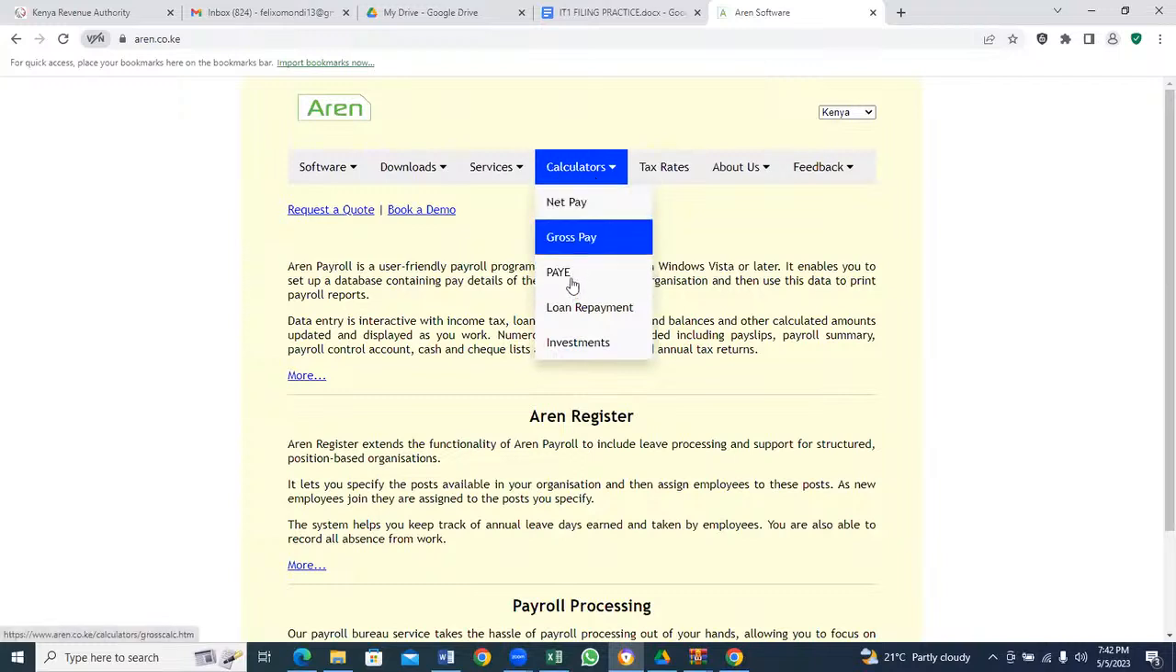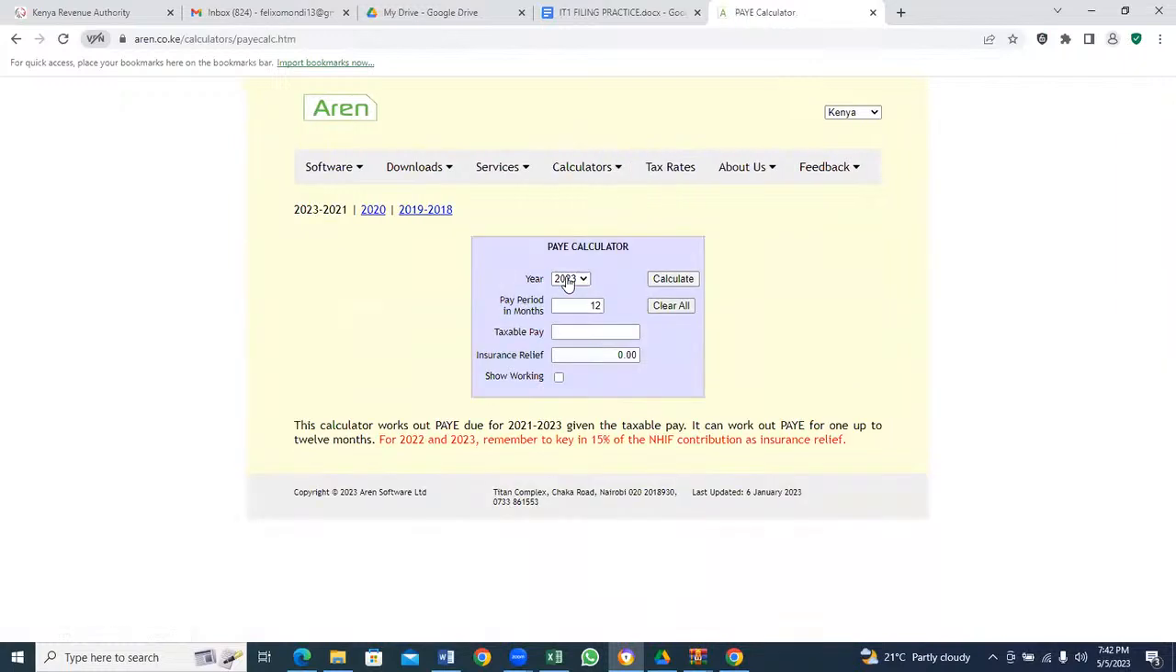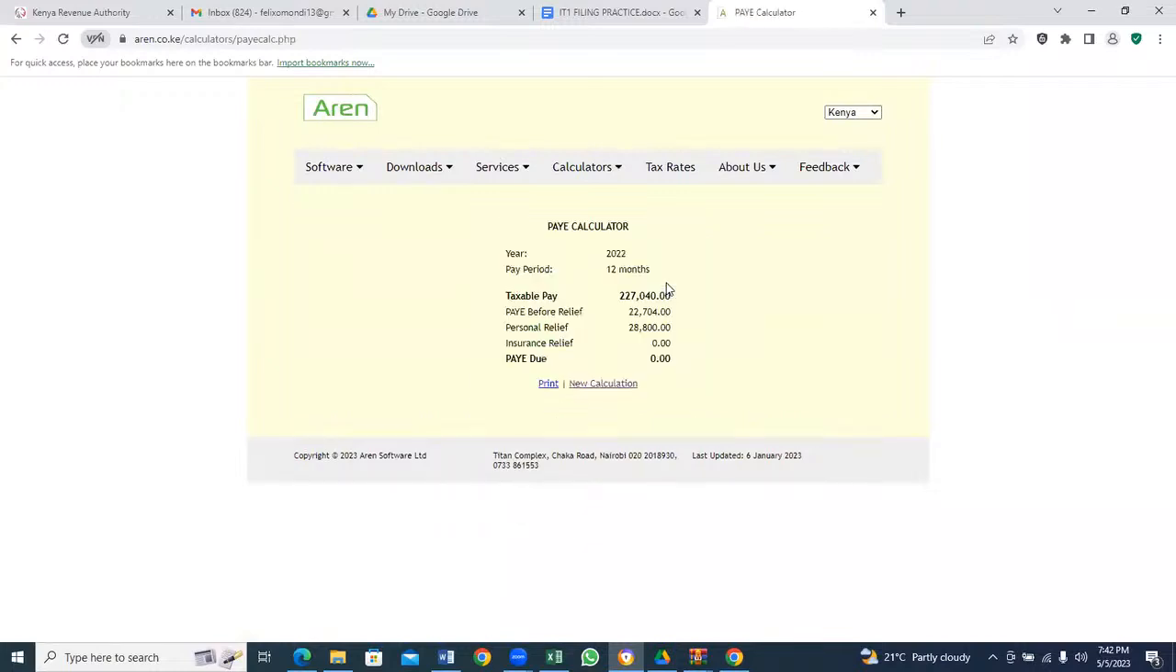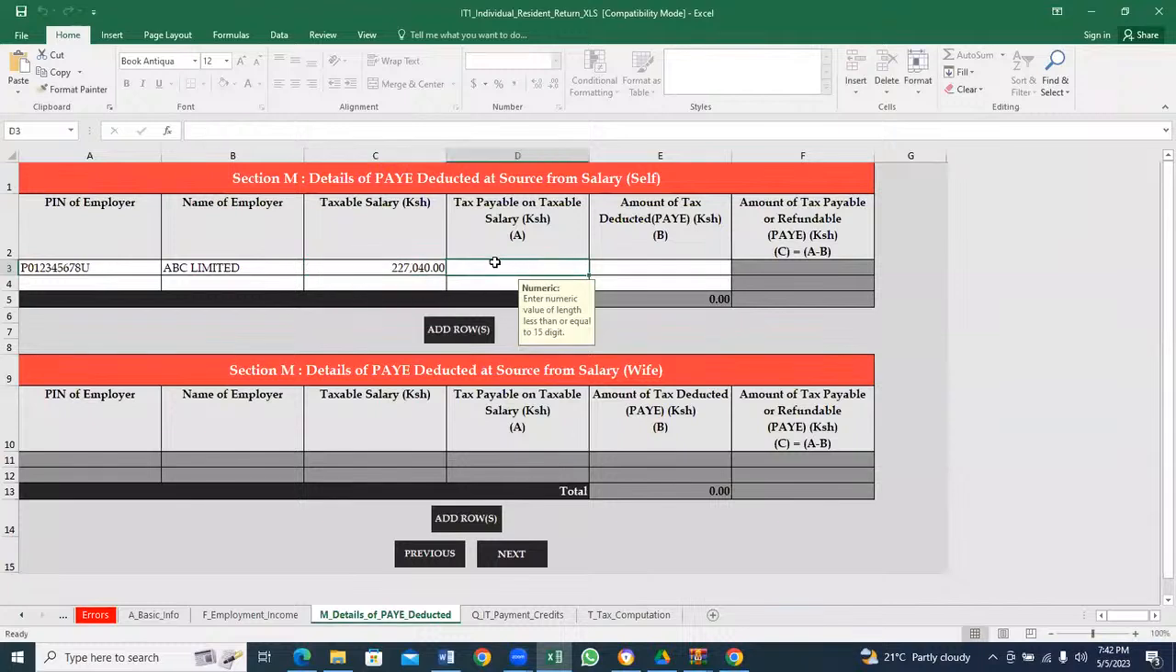With us, we are interested in how much is the tax charged before and after relief. So come and choose here 2022, and it's for 12 months. Taxable pay, you already have it there. Then calculate. Unaona Arena ananiambia huyu before relief anafaa taxiwe how much? Anafaa taxiwe a figure of 22,000. So come and pick that 22,000, uweke hapa.